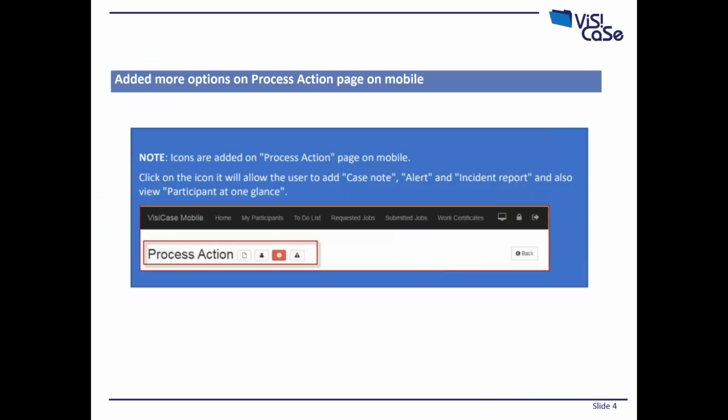Coming towards the first enhancement which we have done on the process action page. Now you can see while doing the processing from the mobile page, we have new options available to add case notes, alerts, and incident reports. So while you process the action, you will see all these buttons in front of the process action icon, and you will be able to add the case notes, alerts, and you can also view the clients at one glance.